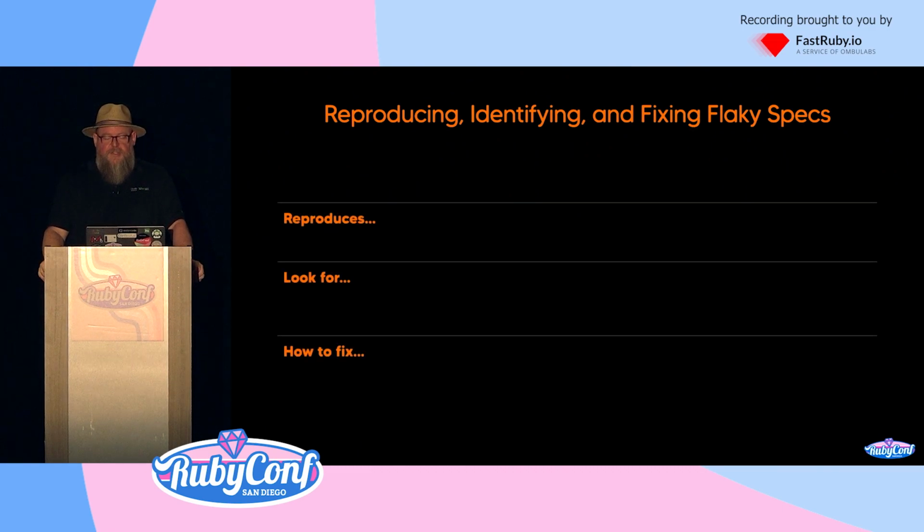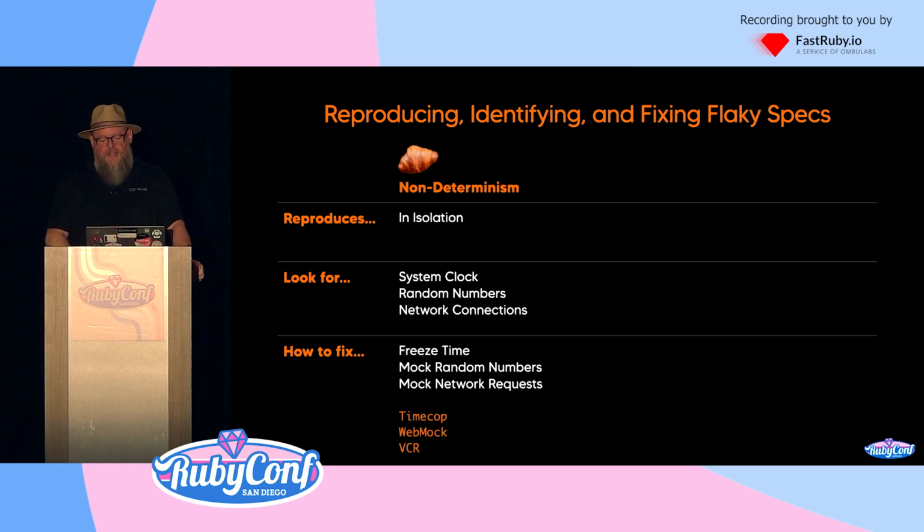Okay, here's a cheat sheet for the entire talk. First, non-deterministic flakiness reproduces in isolation. Look for interactions with non-deterministic elements of the environment. To fix this kind of flakiness, mock the non-determinism to make it deterministic. Don't forget about time comp when working with date and time-related specs. And there are tools like WebMock and VCR for handling specs that require network connections.